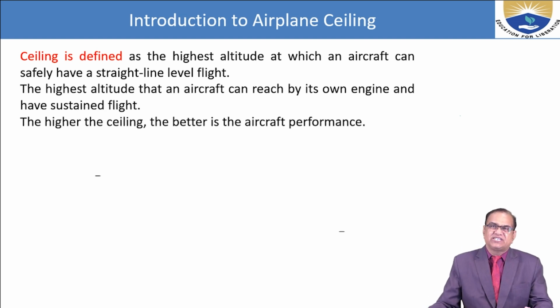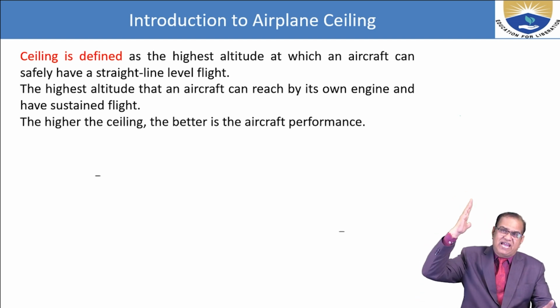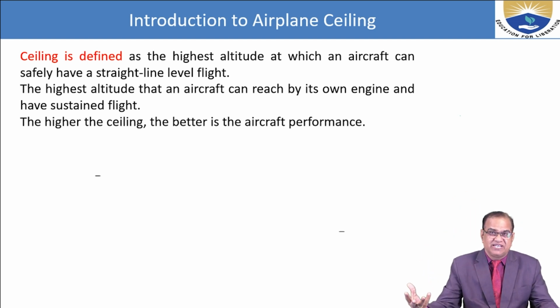So the highest altitude that an aircraft can reach by its own engine and have sustained flight is called the ceiling. The higher the ceiling, the better the aircraft performance. If you see the fighter aircraft, they can go to very high altitude. But the passenger aircraft or the general aviation aircraft, small Cessnas and all, will not go to so much altitude. Altitude is also a very important parameter.